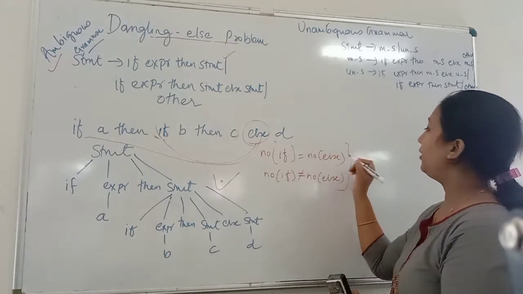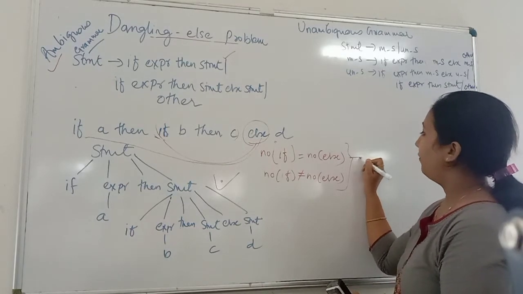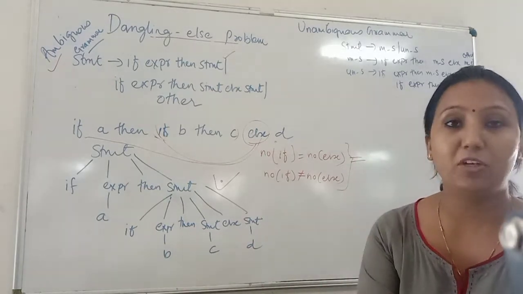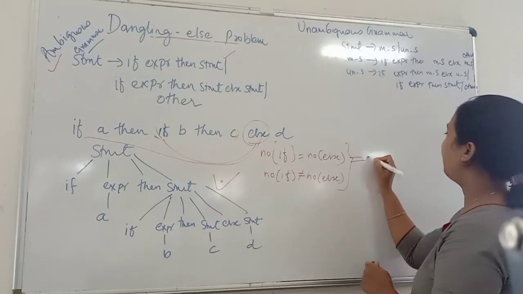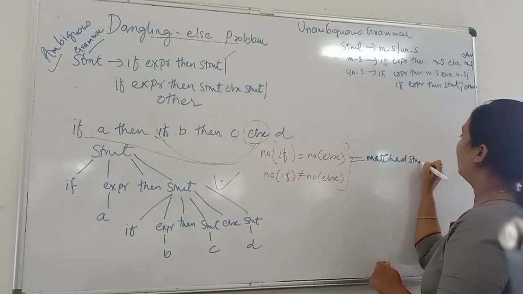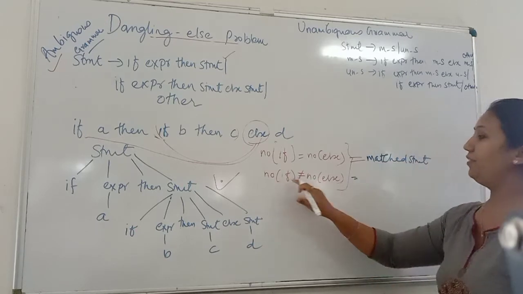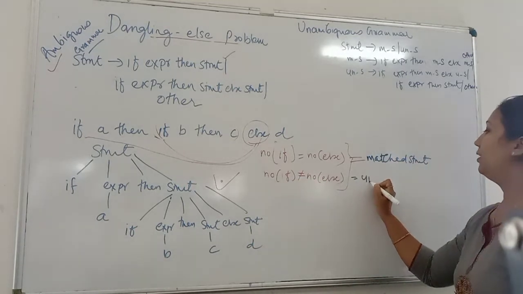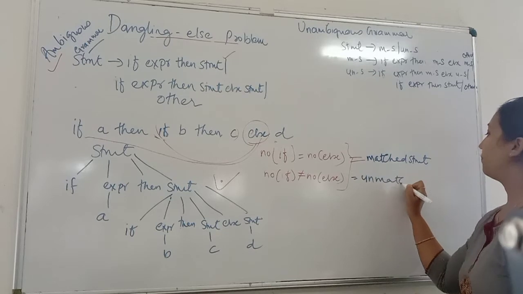We will call the statement where the number of ifs is equal to the number of elses a matched statement, and the one where the number of ifs is not equal to the number of elses an unmatched statement.